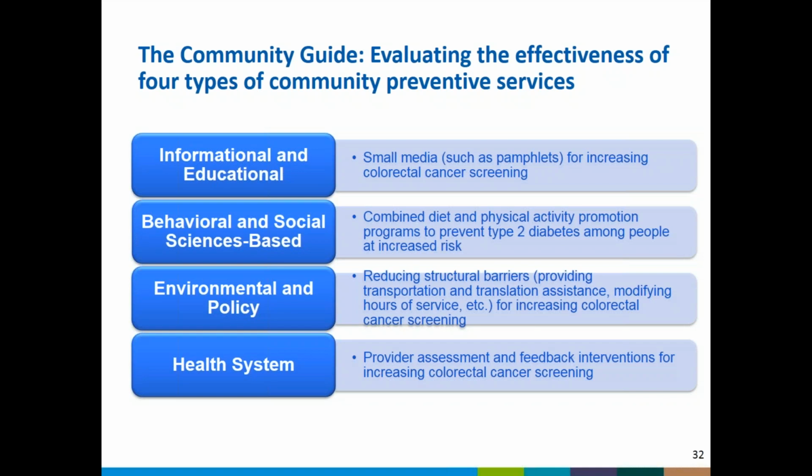Now, for behavioral and social sciences-based interventions, there wasn't a specific one in the colorectal cancer screening area that was important, that was an effective intervention to show you here. And so I've identified one that's another really important issue for many people, and that's addressing diabetes. So our combined diet and physical activity promotion program is effective in preventing type 2 diabetes among people at increased risk. So these are the kinds of the breadth, the scope of things that the task force looks at across all of those priority topics.